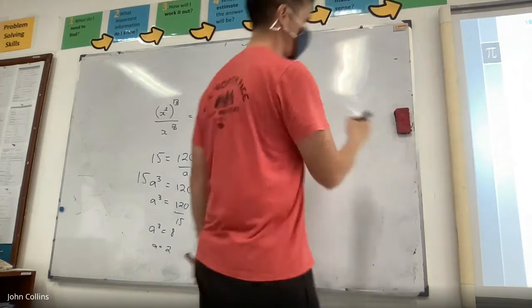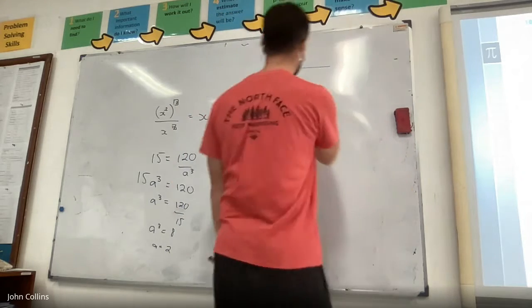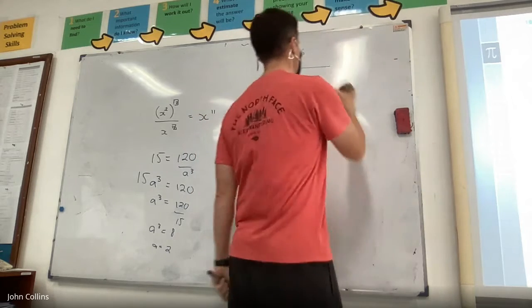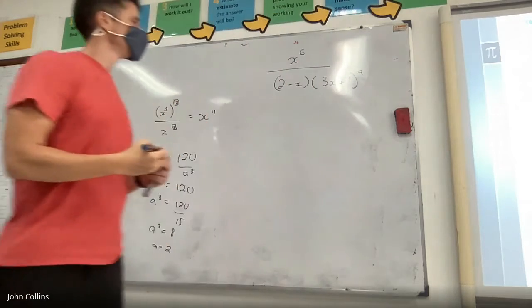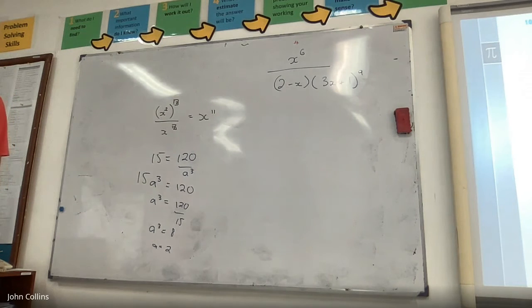Find the term containing x to the 6. So the x to the 6 term, whatever that is, in this expansion, 2 minus x, oh, it's something times something, 3x plus 1 to the 9. Okay. Anyone think they have an answer for this? Nobody? Okay, drawing it back. Any idea what I do first? Panic?